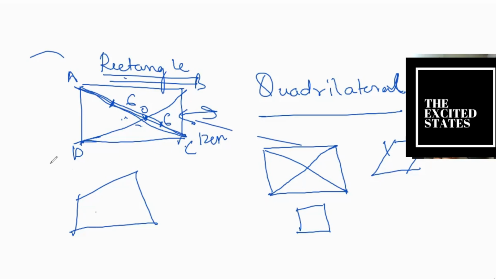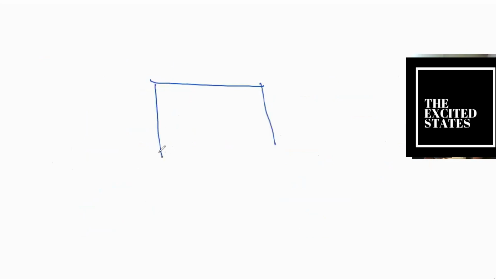And what do you know about the angles of a quadrilateral? How many angles are there in a rectangle? 4 angles, right? What can you say about the measure of the angles of a rectangle? Can you tell me the sum of angles of a rectangle? 90 times 4, that is 360. Now, do you know why?